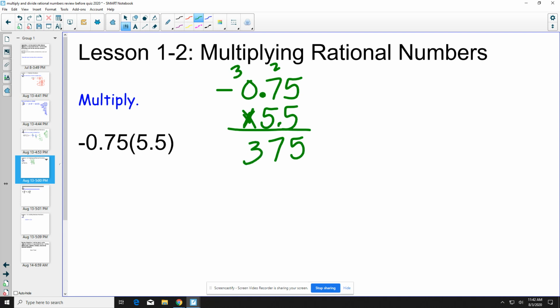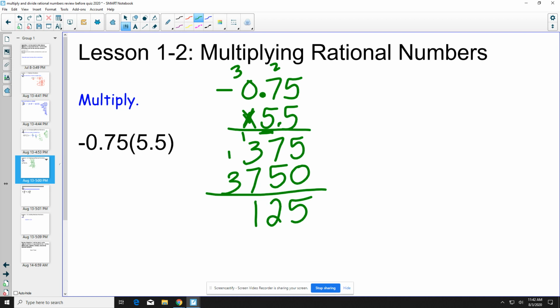Now remember, before you multiply by the second number, you've got to put a 0 down because there's one number behind it. 5 times 5 is 25, carry a 2. 5 times 7 is 35, plus 2 is 37, carry a 3. 5 times 0 is 0, plus 3. And then you're going to add, let's see, 7 and 5 make 12. That's 10, 1 more is 11.